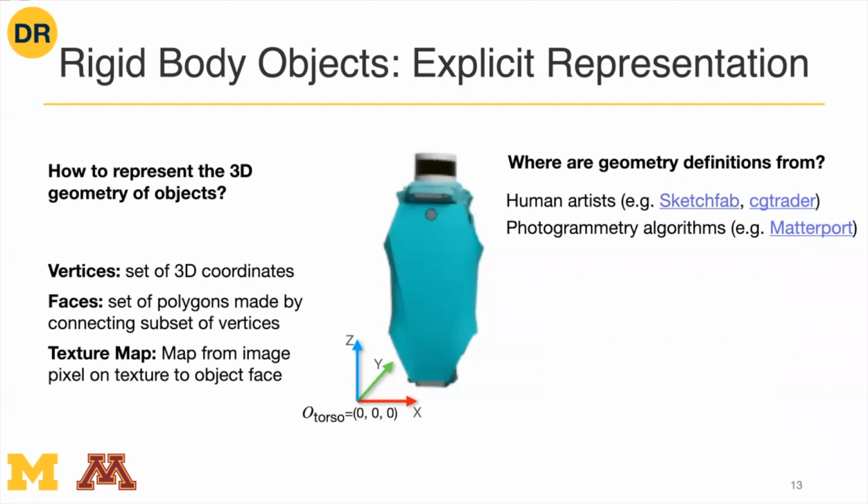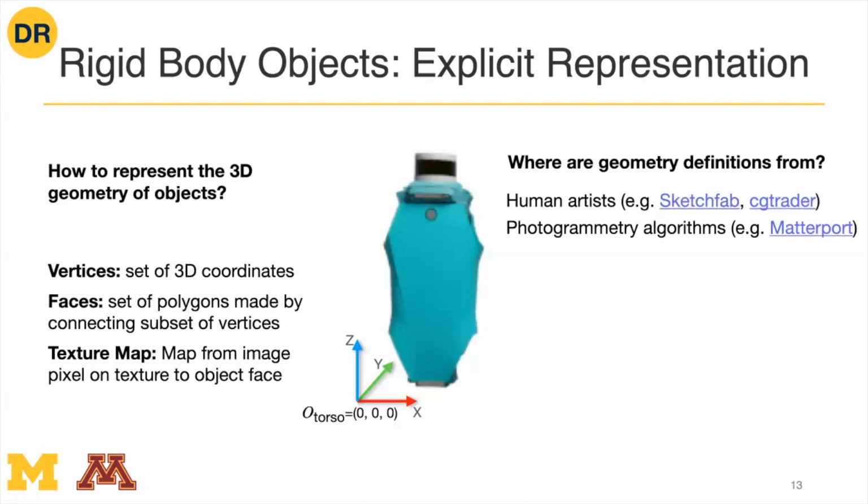So typically where these geometry definitions come from is human artists that take the time to essentially digitally sculpt, for lack of a better term, these digital representations for vertices and faces for some object that they're interested in. So you can find examples of human-created geometry files pretty commonly, but these two, Sketchfab and CG Trader, are two pretty big platforms where artists can post their geometry definitions.